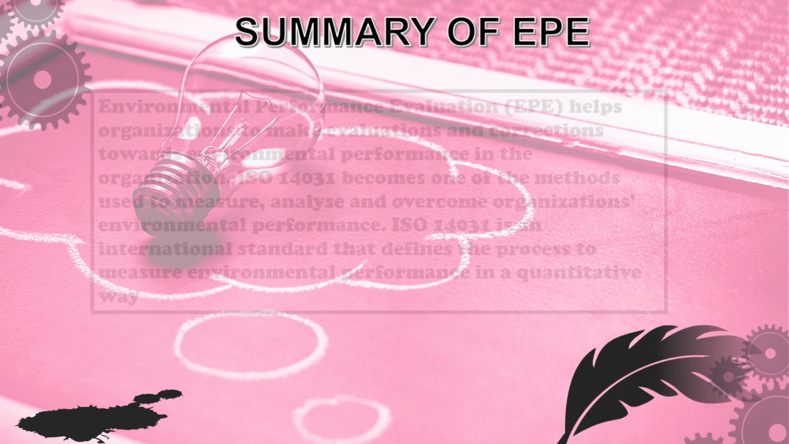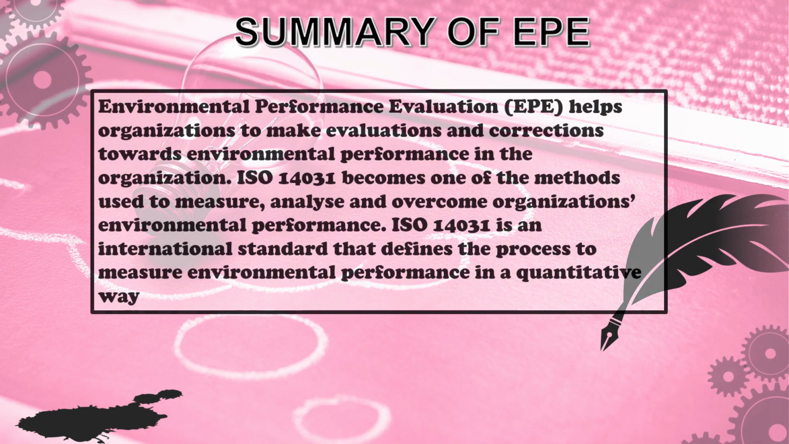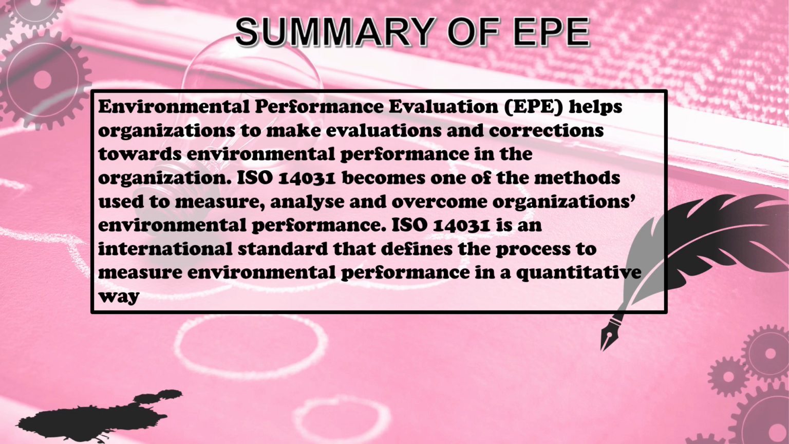Last but not least, environmental performance evaluation helps organizations to make evaluation and correction towards environmental performance in the organization. ISO 14031 became one of the methods used to measure, analyze, and overcome organization environmental performance. ISO 14031 is an international standard that defines the process to measure environmental performance in a quantitative way.